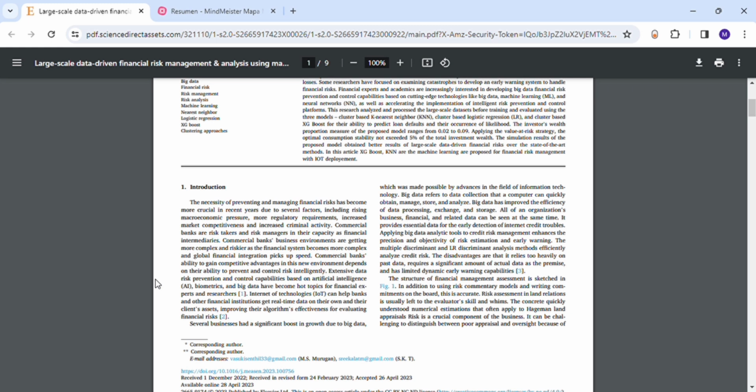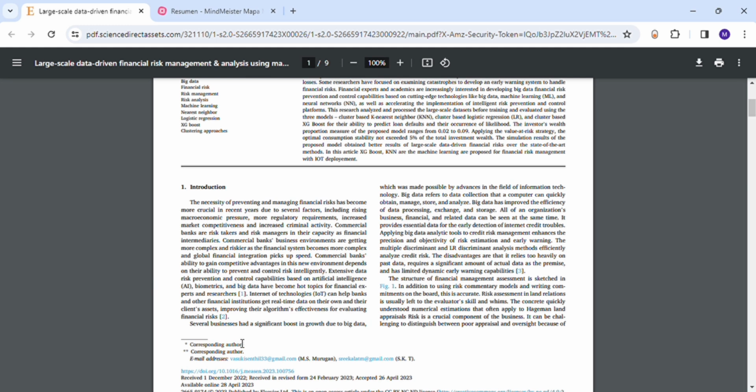Extensive data, risk prevention, and control capabilities based on artificial intelligence, biometrics, and big data have become hot topics for financial experts and researchers. Internet of Things tools can help banks and other financial institutions get real-time data on their own and their clients, assisting in improving their algorithm effectiveness for evaluating financial risk.